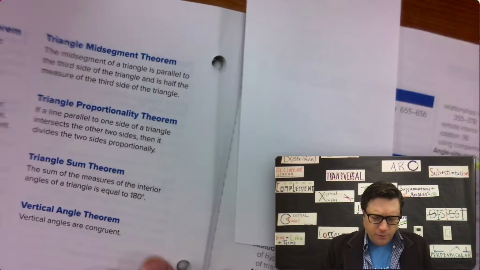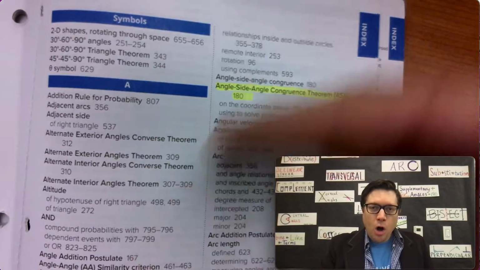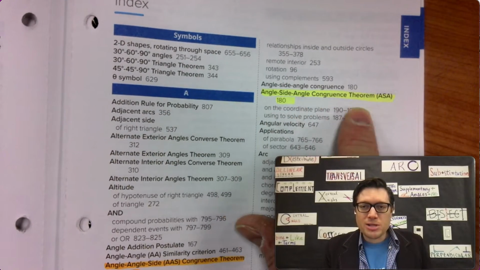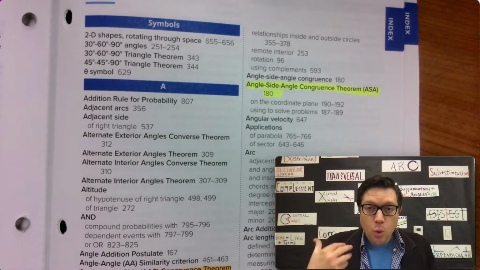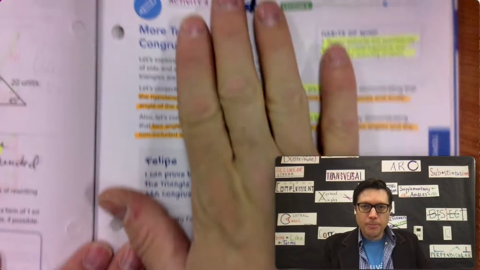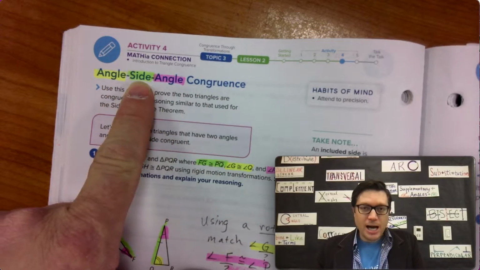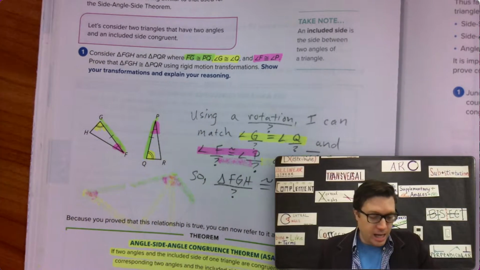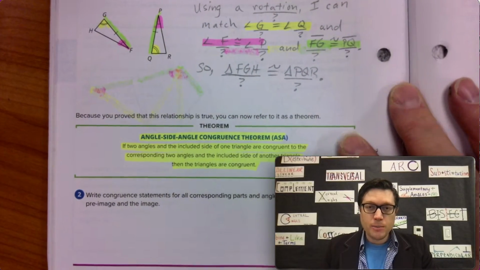So then I flipped a little bit further forward. You know that a book has an index where it keeps a list of all of the terms being used. And so I found that the angle side angle congruence theorem is on page 180. Find that page in your book with me. Here we go, flipping past our page 347, flipping down to page 180. Page 180, angle side angle congruence. I know that we processed this page back in the day, but now here we are working on our notes for this page.